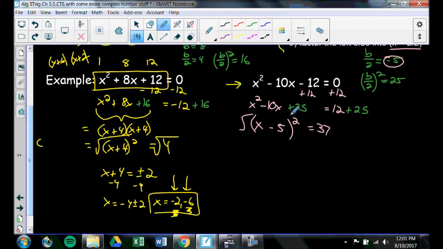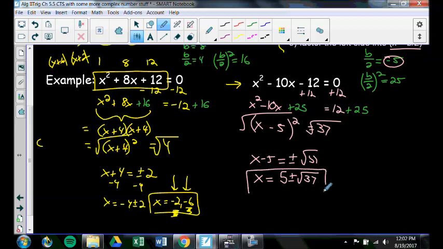We can square root both sides, and we get x minus 5 equals plus or minus the square root of 37. So add 5 to both sides. X equals, I have to slow down for my pen's sake, 5 plus or minus the square root of 37. If you wanted to find the decimal, which is going to be a little bit over 6, you could get answers of like 11.1 and negative 0.1 or something.